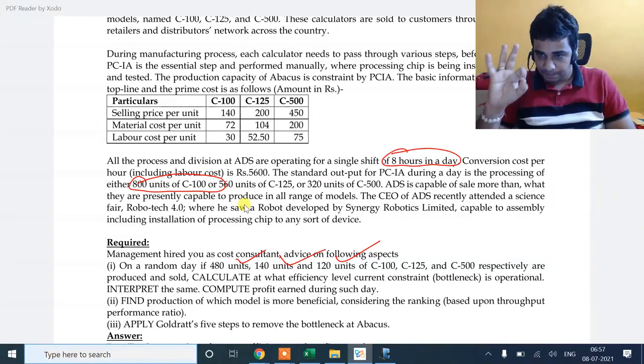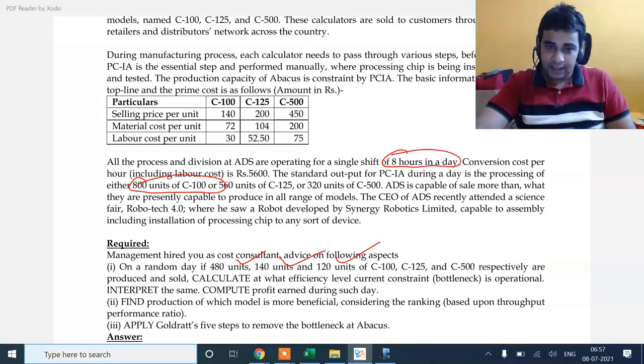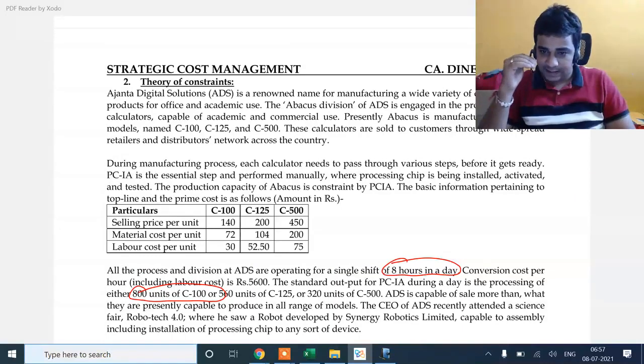We are at 122.5%. Third part, all non-bottleneck activities should be subordinate to the bottleneck activity. There could be some other process which is needed in the manufacturing of a calculator. Don't expand anything other than PCIe as of now. Don't try to do anything with other processes, because even if you save time there, you cannot increase the overall sales.